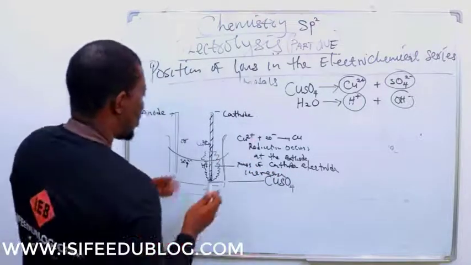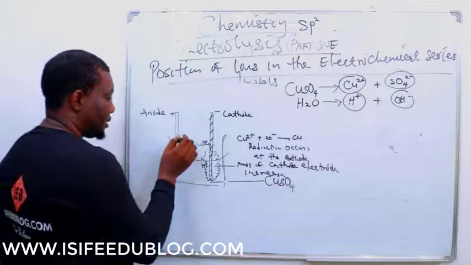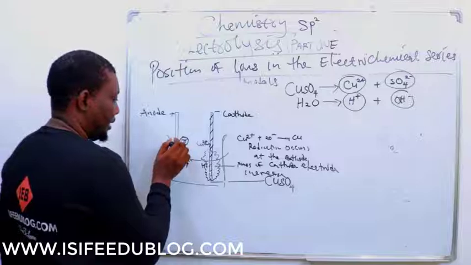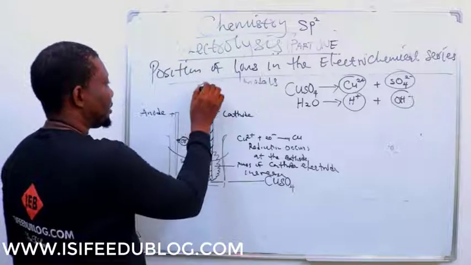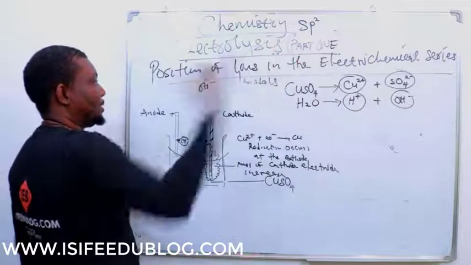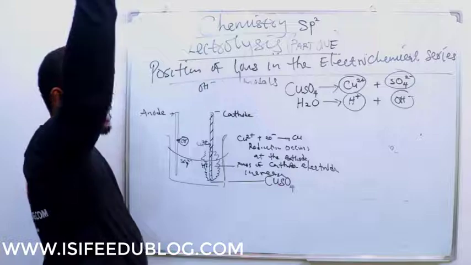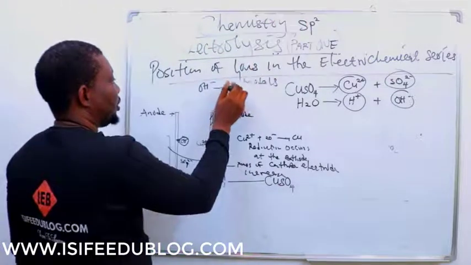Okay, coming to the anode, this hydroxyl ion migrates here. The moment it migrates there, the hydroxyl ion will first of all give away an electron, it must give away an electron. It's going to give away an electron and change into OH.